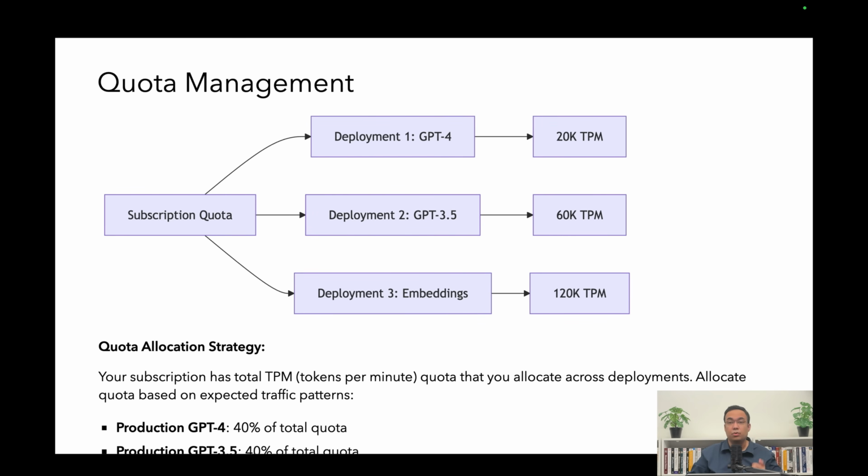patterns. You should monitor actual usage versus allocation monthly and rebalance as traffic patterns change. For example, if you notice your development deployment is consistently at 10% utilization while production is hitting quota limits, you might reallocate some development quota to production. The quota allocation isn't static, so you should be adjusting it based on your real world usage data.